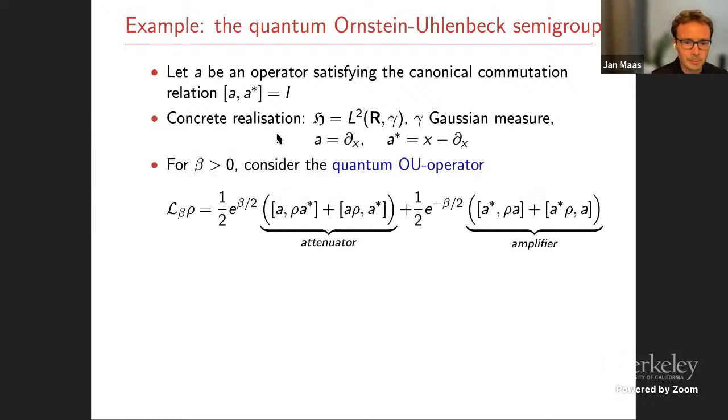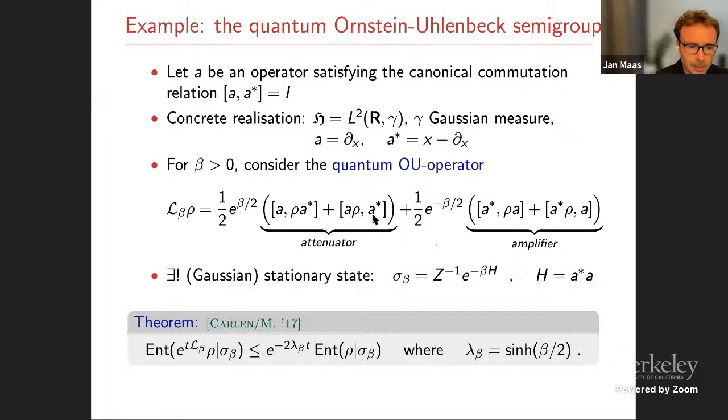And then there's a natural quantum analog of Ornstein-Uhlenbeck given by this formula. It's exactly of this Lindblad form that I showed you before, where these operators A and A star appear. These are the annihilation and the creation operator for a boson quantum system, a canonical operator arising in quantum information theory. It has a Gaussian stationary state, and so in this sense, it's also an analog of Ornstein-Uhlenbeck.